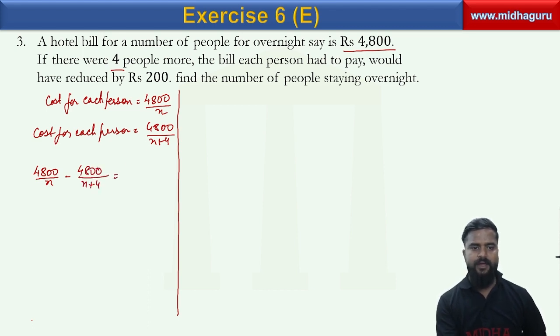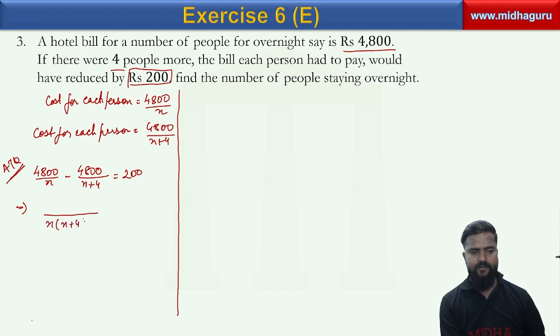Now this difference is equal to 200 rupees. Since originally they had to pay this much, now they have to pay this much, and the difference is said to be 200. So we'll form the equation according to the question, taking the LCM as x into x plus 4.